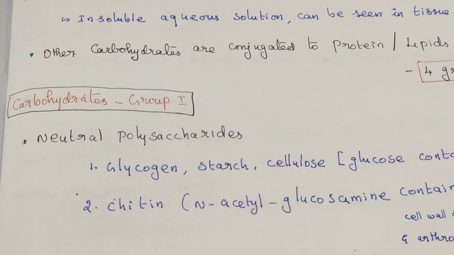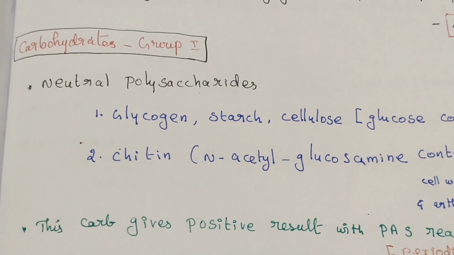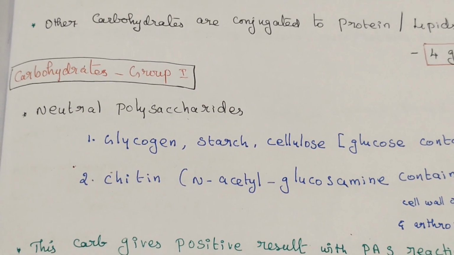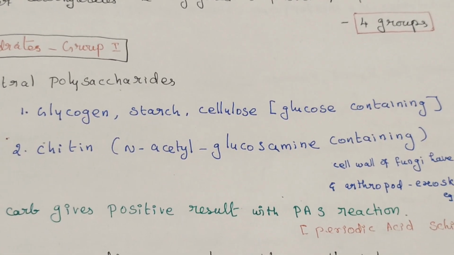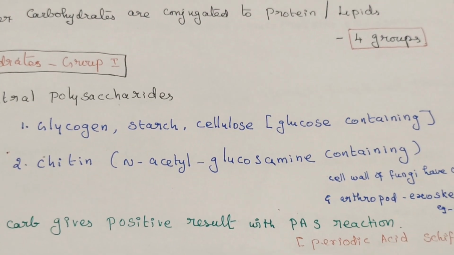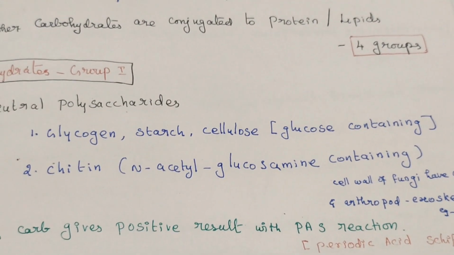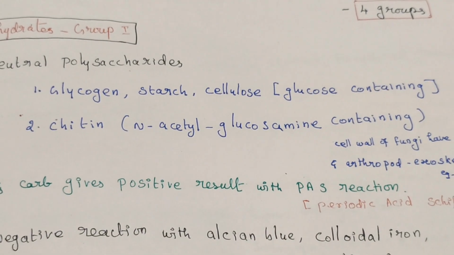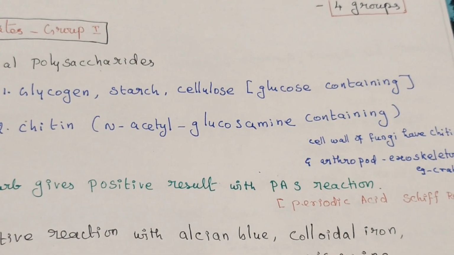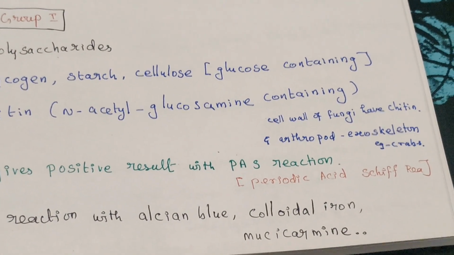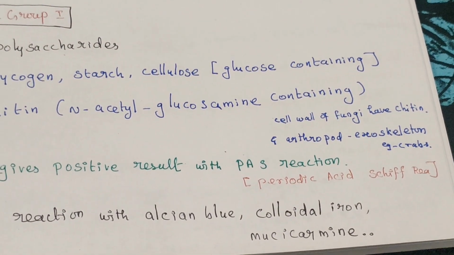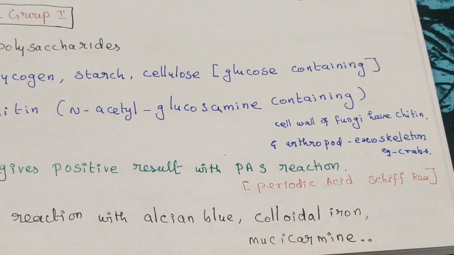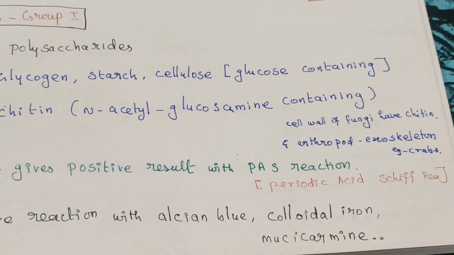Carbohydrate group 1. Group 1 carbohydrate contains neutral polysaccharides, presented in the form of glycogen, starch and cellulose, which contain glucose. The second one is chitin, which contains N-acetyl glucosamine. This is present in the cell wall of fungi and arthropods, that means the exoskeleton of insects, for example crabs.